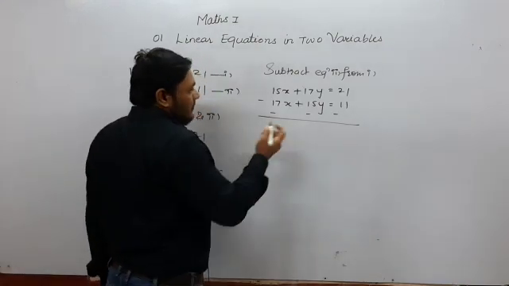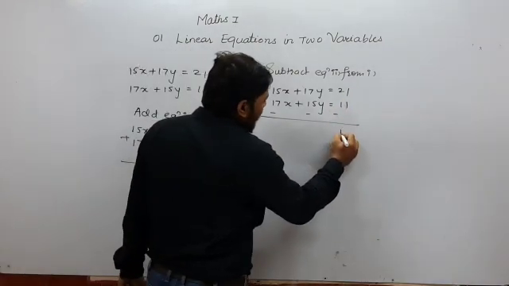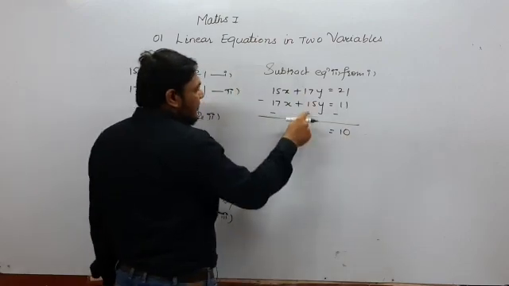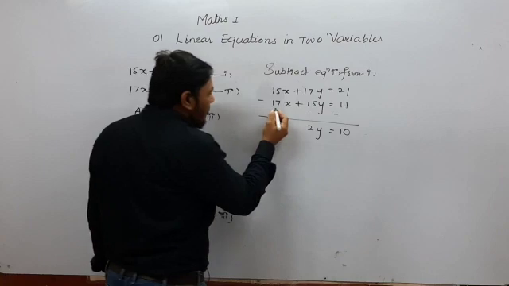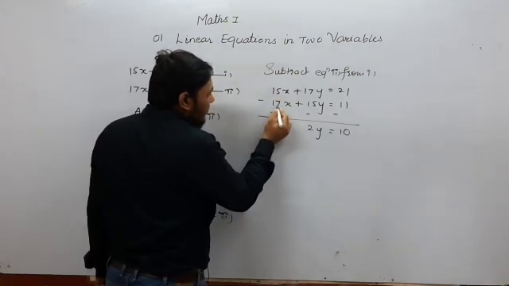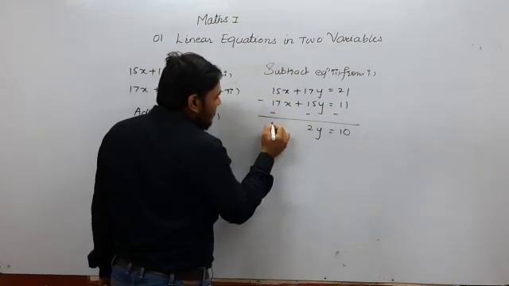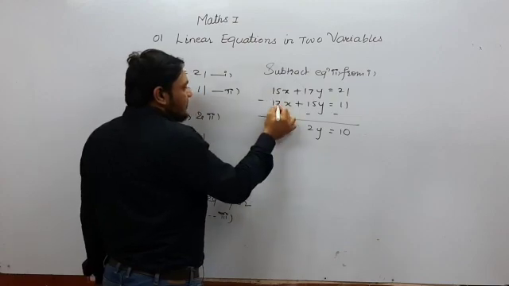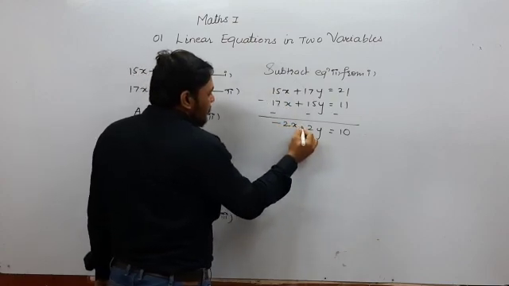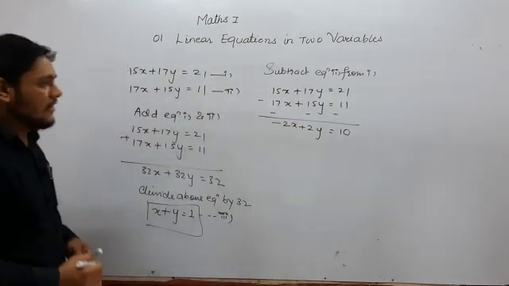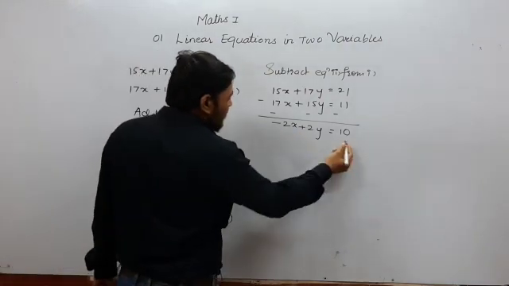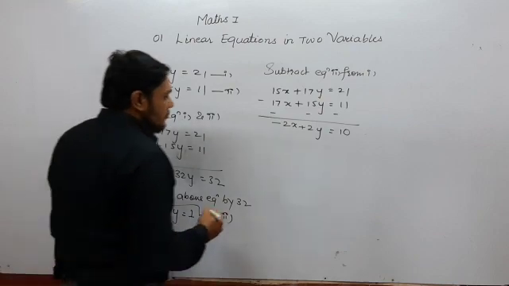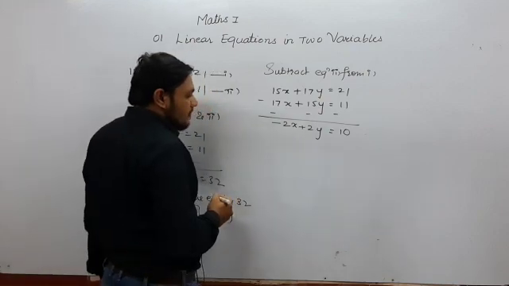So student, now 21 minus 11 will be 10. And 17 minus 15 will be 2, and y will be as it is. And 15 minus 17, here the greater number has a negative sign, that is why we will give negative here, and then we subtract 17 minus 15, it will be 2. So negative 2x plus 2y equal to 10. This is our equation. Student, it is easy to divide this equation by 2. So after dividing this equation by 2, what will we get?